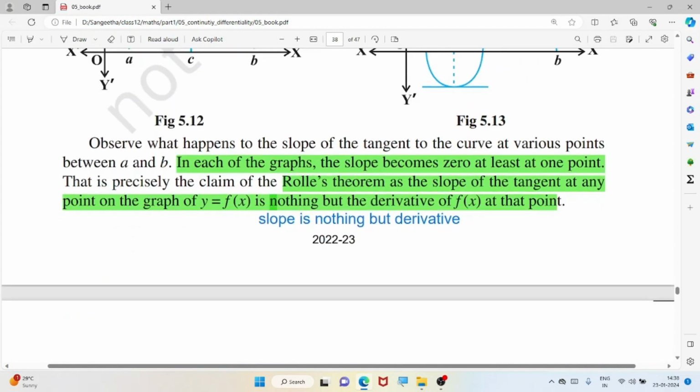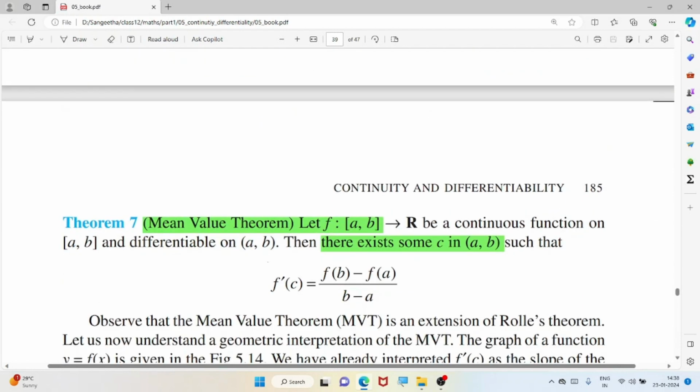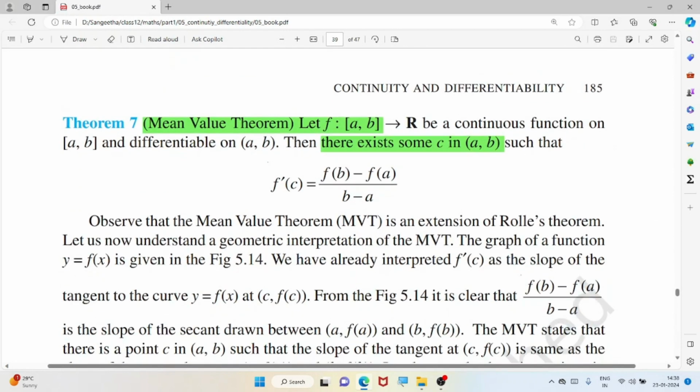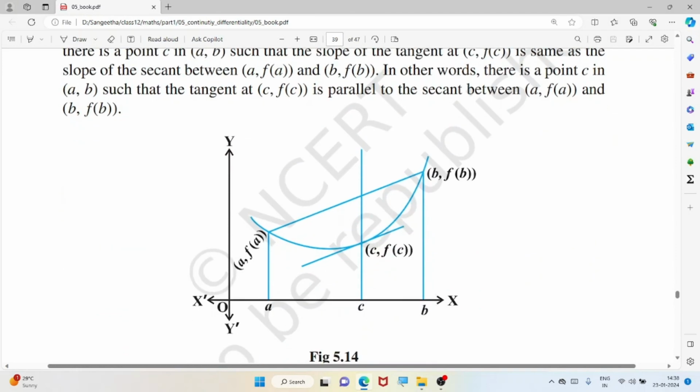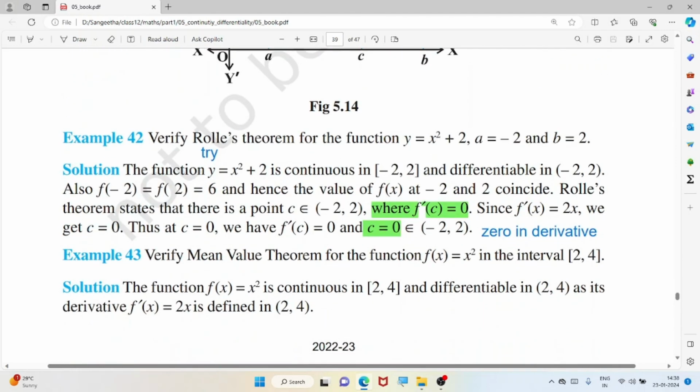Recall that the slope of the tangent at any point of the graph y equals f of x is nothing but the derivative of f of x at that point. Slope is nothing but the derivative. Mean value theorem, MVT: there is a c such that it satisfies this formula. So now how to use this theorem in a practical example.